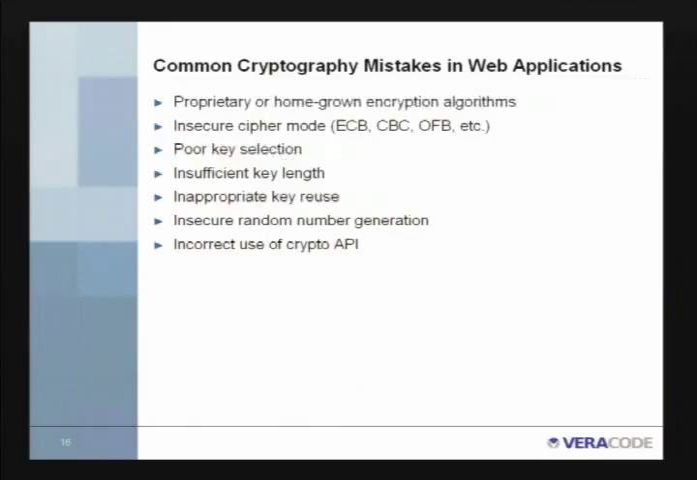Insecure, incorrect use of the crypto API, that comes down to a lot of understanding of what you're actually doing when you're calling some function to encrypt something. What is the default mode? Like how is this actually operating? Do you really understand what the crypto API is doing, or are you just using it and looking at the data that comes out and saying, okay, it's not readable, so it must be working?